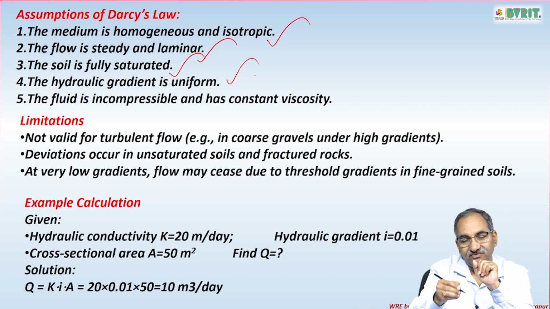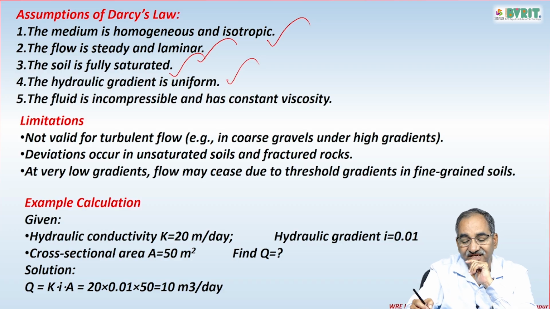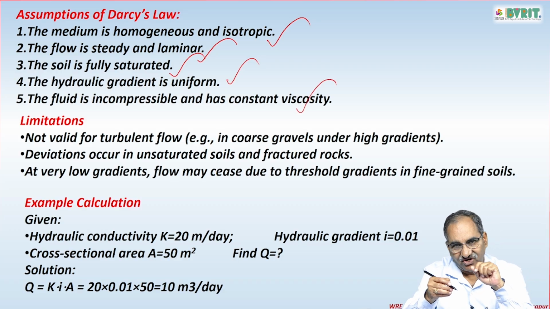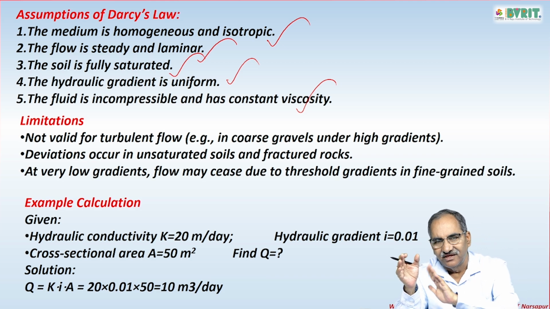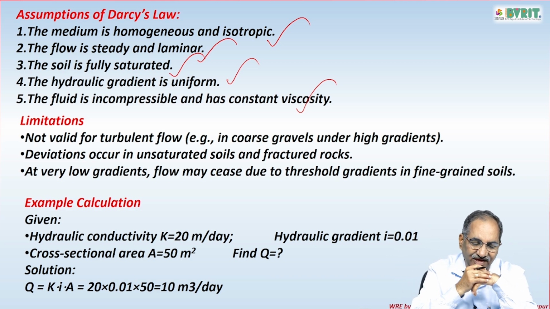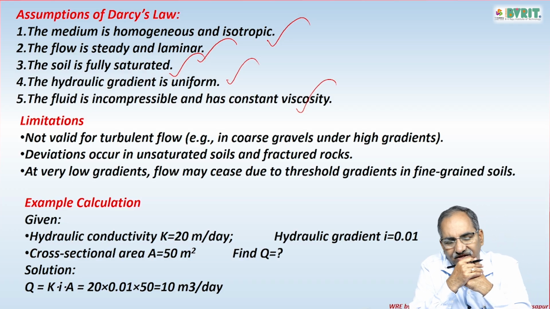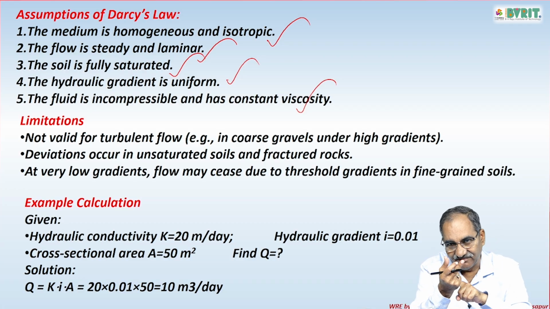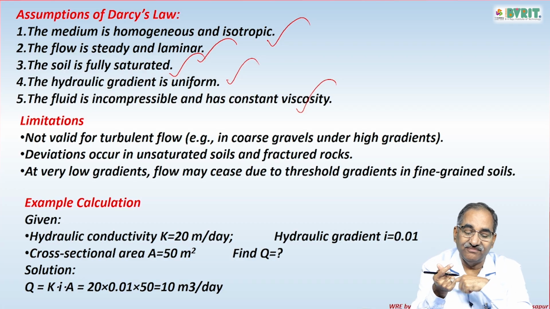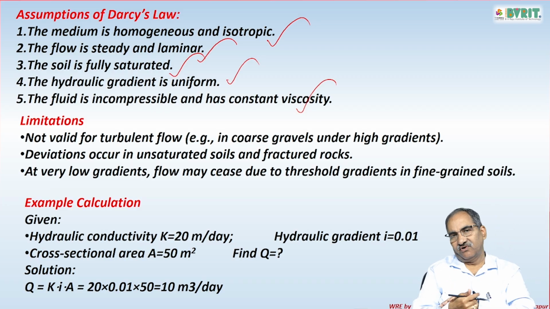We are not talking anything about the unsaturated zone or vadose zone. The hydraulic gradient is uniform, more or less. The fluid is incompressible and has constant viscosity, because the same fluid is flowing. We consider only water, so the viscosity remains constant and the water is incompressible. So once again, what are the assumptions of Darcy's law? It is homogeneous and isotropic, steady and laminar flow, fully saturated, hydraulic gradient is uniform, and the fluid is incompressible and has constant viscosity.